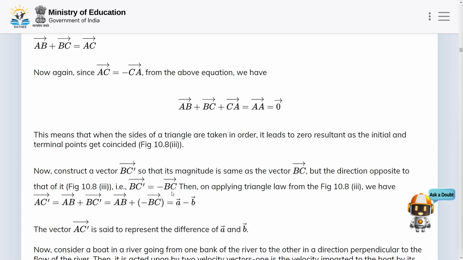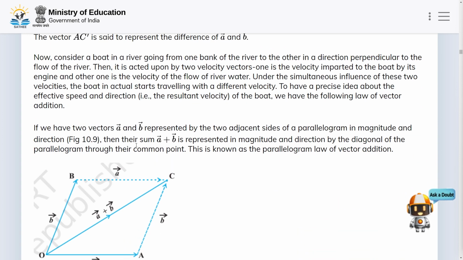Clear? Now consider a boat in a river going from one bank of the river to the other in a direction perpendicular to the flow of the river. Then it is acted upon by two velocity vectors. One is the velocity imparted to the boat by its engine, and the other is the velocity of the flow of river water. Under the simultaneous influence of these two velocities, the boat in actuality starts traveling with a different velocity.